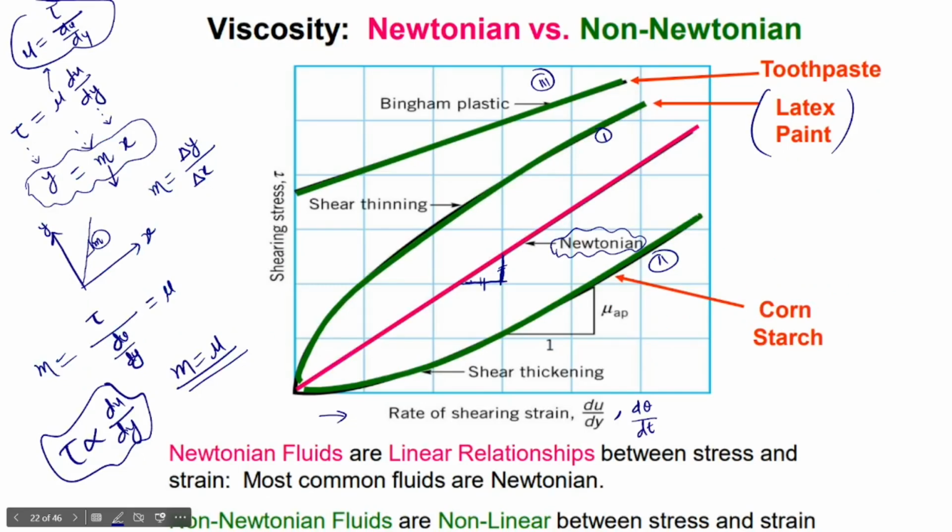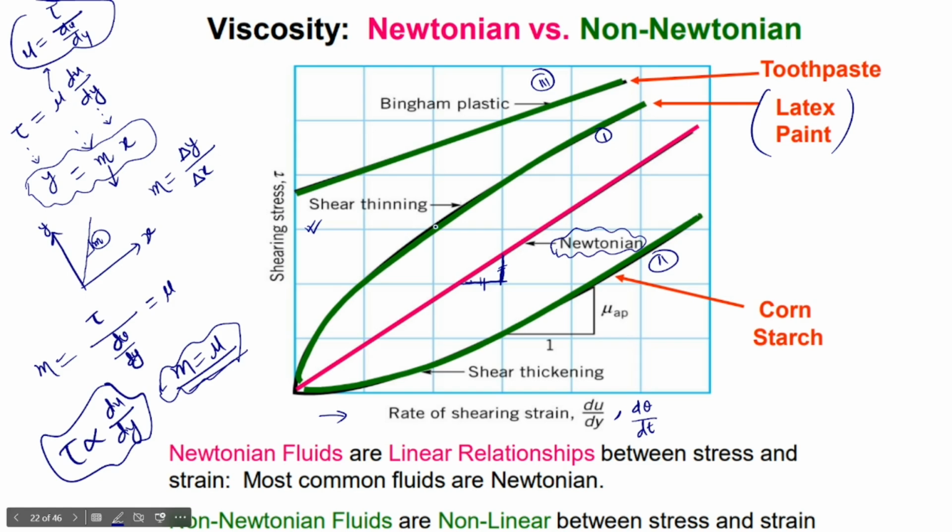As the slope is decreasing, I have already told you that slope is equal to viscosity in this case. So as the slope is decreasing, the viscosity is also decreasing. That means the more you apply the shearing stress, the more you lose your viscosity. That means the fluid gets less viscous. So this is your shear thinning. An example for this is latex paint or ketchup. The more stress you apply on it, the less viscous it gets, because its slope is decreasing, as it is a concave downward curve.